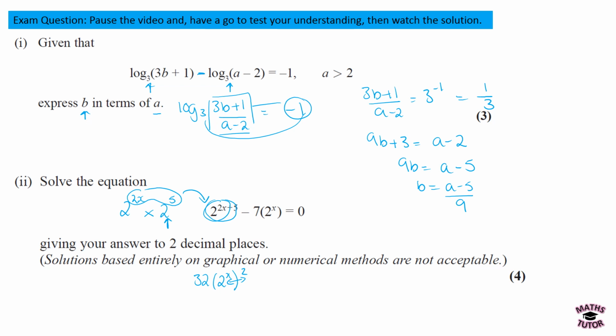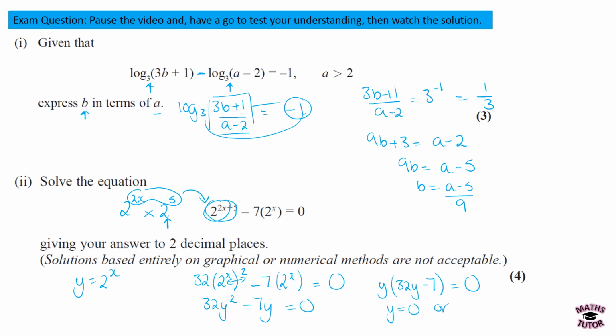These two, using the rules of indices, would mean that you would times them together and get back to that 2x. So it's 32 times 2 to the x all squared minus 7 times 2 to the x is equal to 0. So if we say that let y equal 2 to the x, this is the same as 32y squared minus 7y. So this is why we've got it in a disguised quadratic. So then just factorising out a y, you're going to get y into 32y minus 7 is equal to 0. So y is equal to 0, or y is equal to 7 over 32.